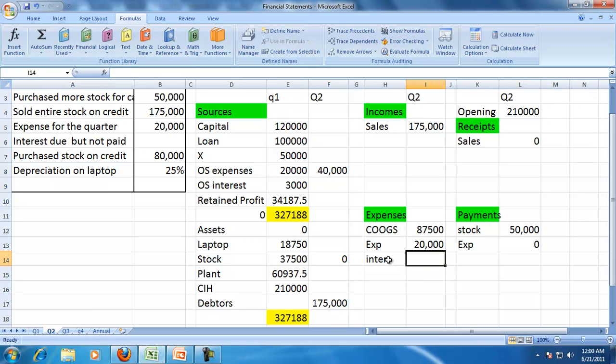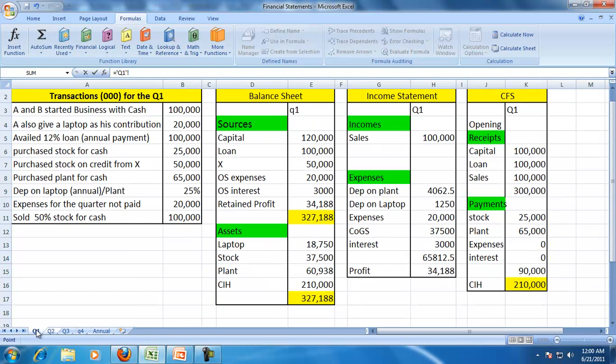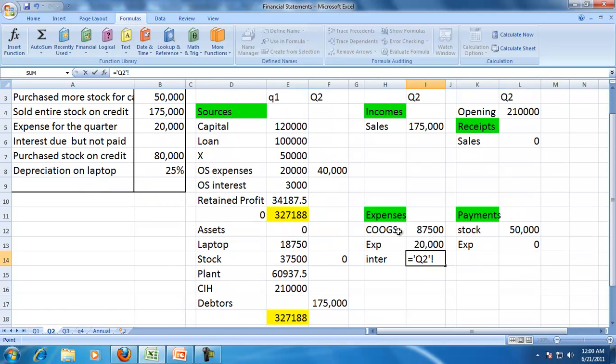Interest, once again an expense, so I'm going to show interest. We saw the last time how much the interest for the quarter was. Interest for the quarter was 3,000. Let me show that as 3,000 once again, but I don't pay the interest, I show it just for our clarity. So outstanding interest at the end will be 3,000 plus 3,000 minus 3,000, so that will give you outstanding interest. You purchase stock once again on credit.